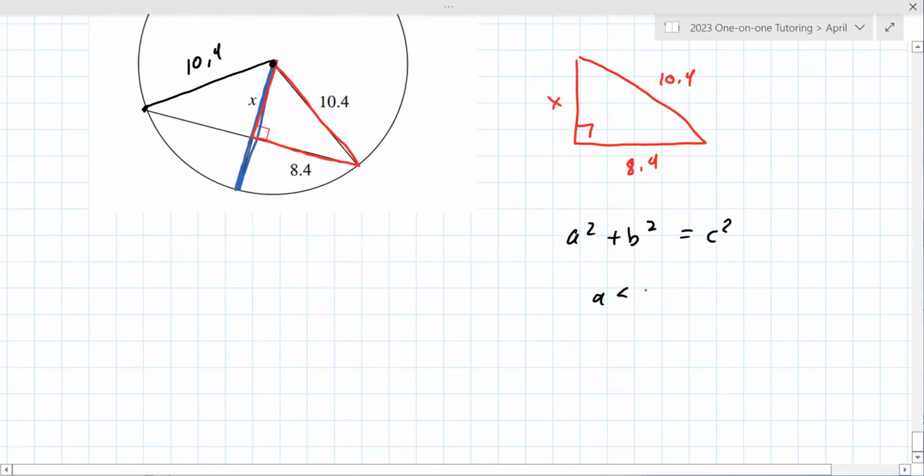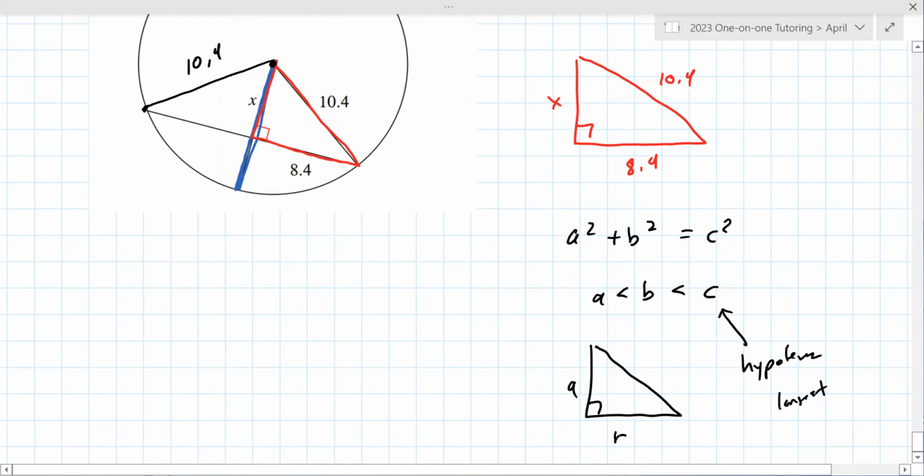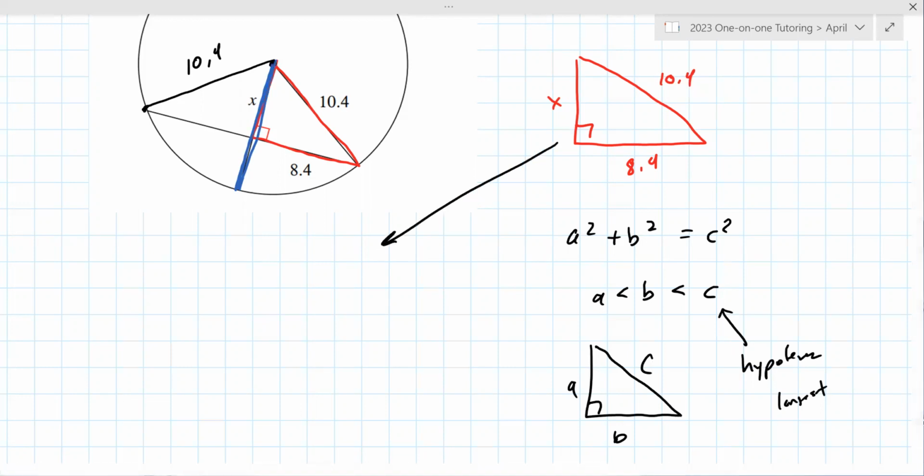So A is less than B, less than C, and what you want to remember is that C is the hypotenuse, or the longest side. It's really important. A and B can actually flip. That's not important, but C has to be 10.4. So could you use that information and solve that for X, please? If you're not sure, I'll definitely help, but just trying to see where you're at here.